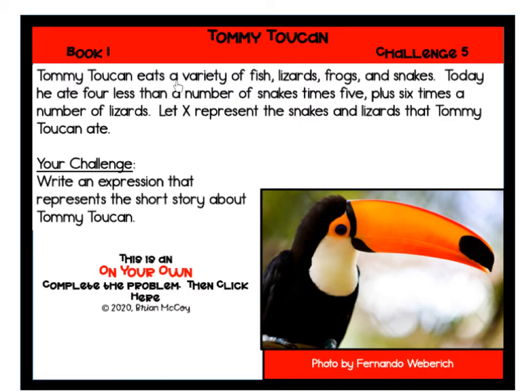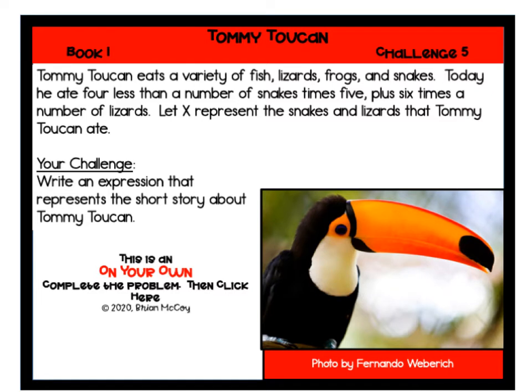Tommy Toucan eats a variety of fish, lizards, frogs, and snakes. Today, he ate 4 less than a number of snakes, times 5, plus 6 times a number of lizards. Wow, that's a lot. Hey, let x represent the snakes and lizards that Tommy Toucan ate. And your challenge is to write an expression that represents the short story about Tommy Toucan right over here, my friends. All right, so first of all, you should have written this entire paragraph because you need all of the words so that you can pull the expression out of the words.